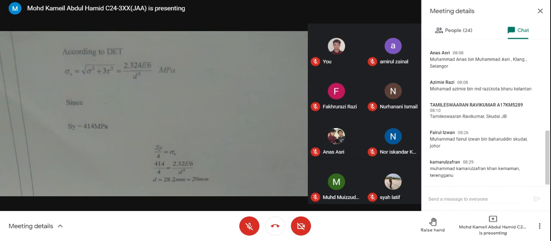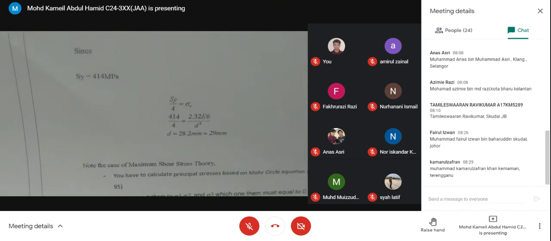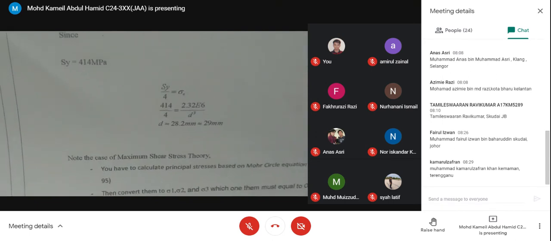Okay, so your equation will be in terms of d cube. Then the Sy value, from the material given. Get the Sy value. Sy is 414 megapascal. Then you are given a safety factor of 4. Safety factor of 4. So you can calculate your D value.